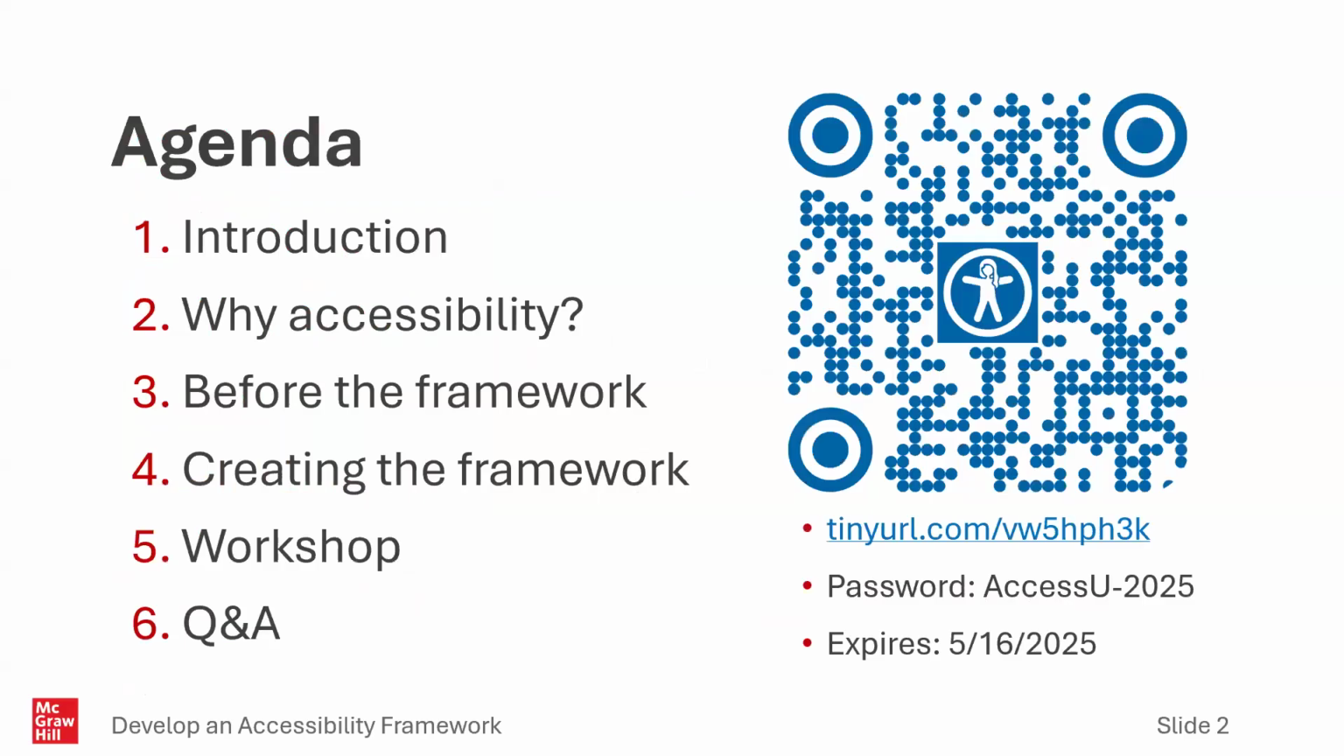Okay, perfect. Just to give you an idea of what we will cover today, we're going to start out with an introduction, a brief beginning: why make things accessible? It's always good to start there. Then how things were at McGraw-Hill before we had a good accessibility framework, and also creating the framework, what the steps were to create one, and examples of what ours looks like. And then we will end with a workshop and have some time for questions and answers.